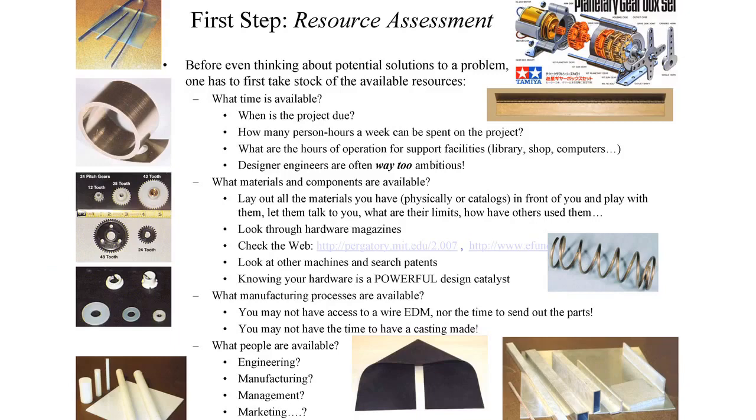Now, let's go through some of those steps, a little fast. Resource assessment: time, money, materials and components that are available, and manufacturing processes. Those are the 3 big elements of resources: the physical stuff, the human stuff, and then the cut and put it together stuff. Figure out what you've got available, and you're going to have to design within the bounds of those.